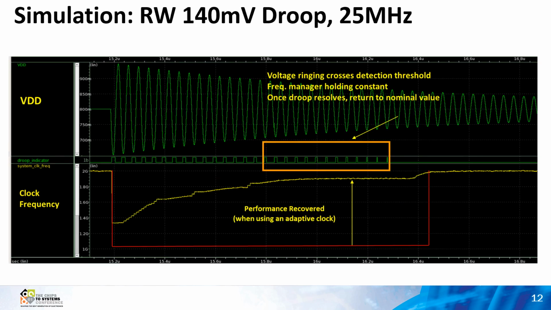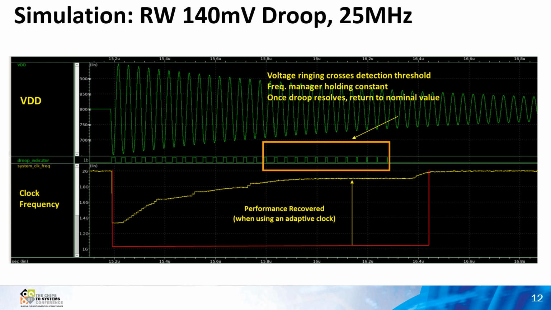This zoomed-in view provides more detail. During the time of the highlighted rectangle, the ringing supply is causing the droop to cross the threshold and recover repeatedly. Below that rectangle, it can be seen that the adaptive clock has ramped to an intermediate frequency and is holding with hysteresis. The droop indicator has not been inactive for enough time to allow the system to make the final ramp back to the operating frequency. Once the droop indicator has stopped asserting, the frequency ramps back to the desired level. The holding and hysteresis time are also programmable parameters.